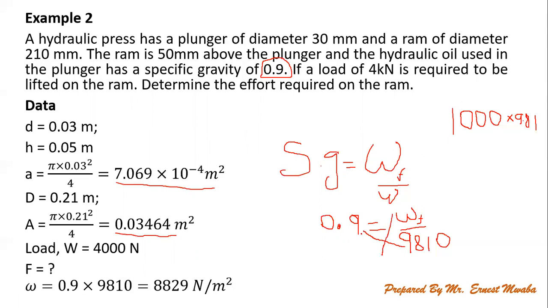So 0.9 multiplied by 9,810. What is your value? It gives you 8,829. You can take your time to go back to the introduction to fluid mechanics where we discussed the fluid properties. It will help you to refresh and understand these properties even better.